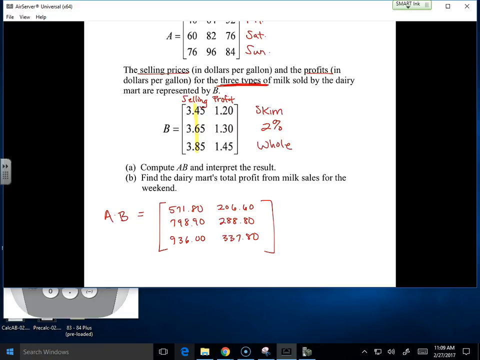Wait, we gotta interpret the results. Dollars. Isn't this still gonna be skim, 2% and whole? And it's still gonna be selling cost. Oh. It's actually quite a bit. Think about it. Something's wrong. But you're adding stuff up when you multiply, right?